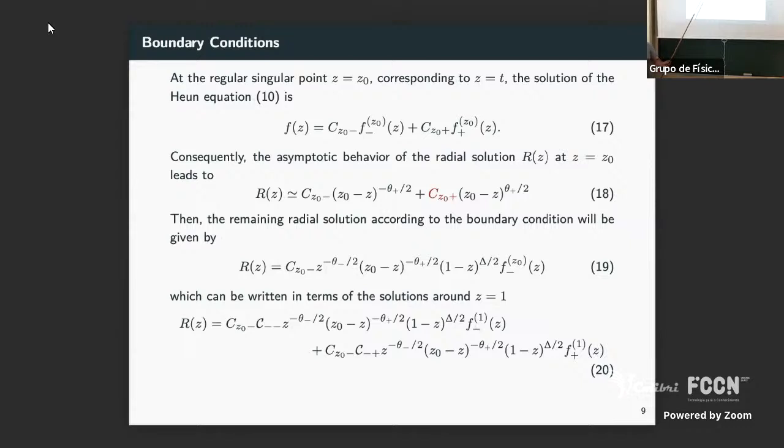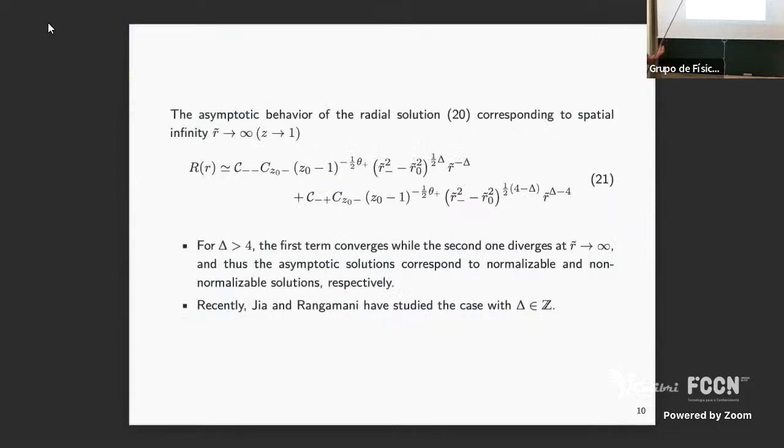If we do the same analysis, we write the solutions at spatial infinity, at Z close to 1. We know that the solutions have two different behaviors: one that is a normalizable solution, and the other that is a non-normalizable solution. And we will restrict to delta larger than 4.